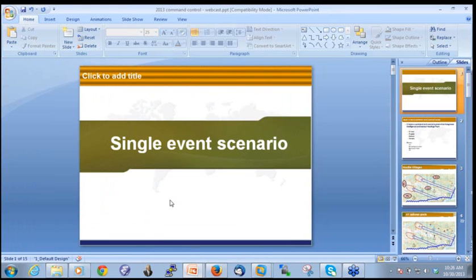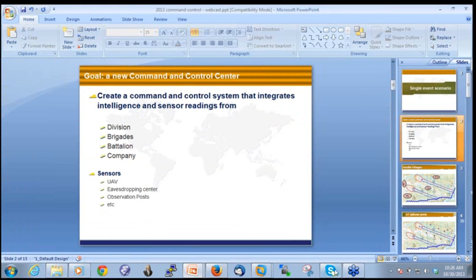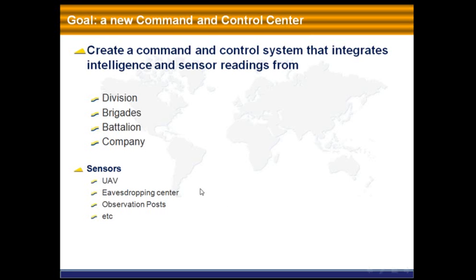So the goal of this particular POC was to build a command and control system that integrates intelligence and sensor readings from divisions, brigades, battalions, and companies. In general, when you have all these different parts of an army, they each have their own sensors and information sources, so it's very, very hard to integrate all these at the same time. So they're building a new command and control system that can take all the information sources from all the different parts of the hierarchy in the army and integrate it in one area.